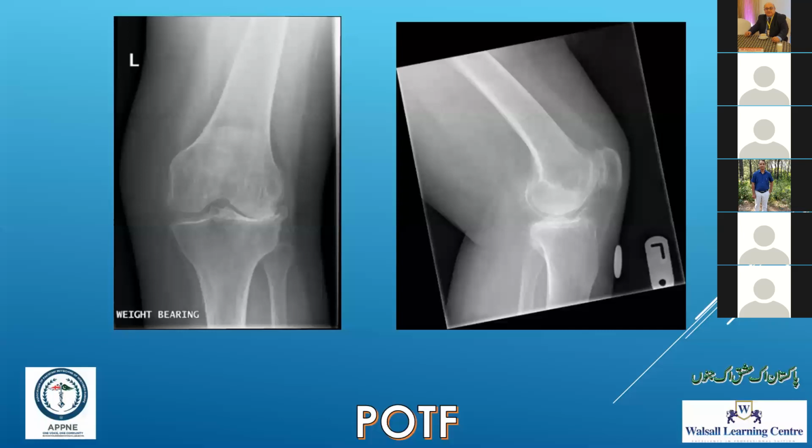किसी ने एक्सरे दिखाई: this is a multidisciplinary problem, therefore I will involve my rheumatologist, my anesthetist, and I will ask them to help me. Assuming that the patient has got no contraindication to surgery and assuming that the patient has a tripod gait, I will offer this patient a knee replacement. ठीक है?